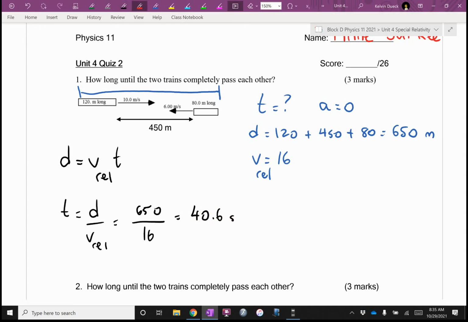If you got that, 3 out of 3. Otherwise, I would probably give you a half mark if I saw that you'd clued in that the distance was 650. I would give you 1 whole mark if I saw that 16, because to me, that's the aha key moment. I would give you 1 mark if I saw that equation right there. That's up to 2.5, and I would probably give you a half mark for the answer. Something like that.